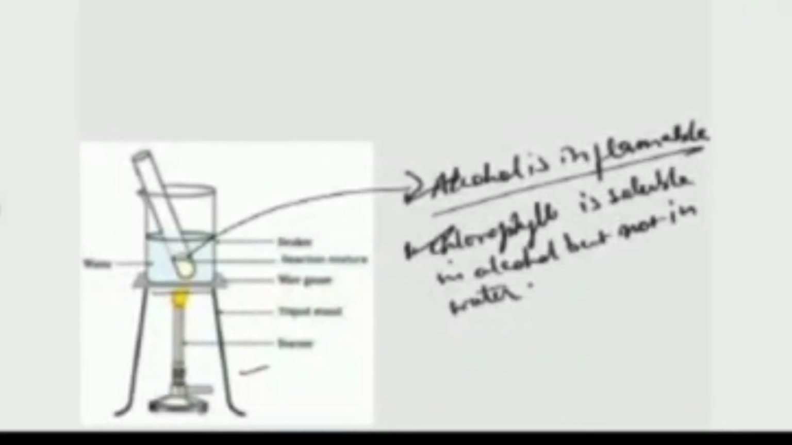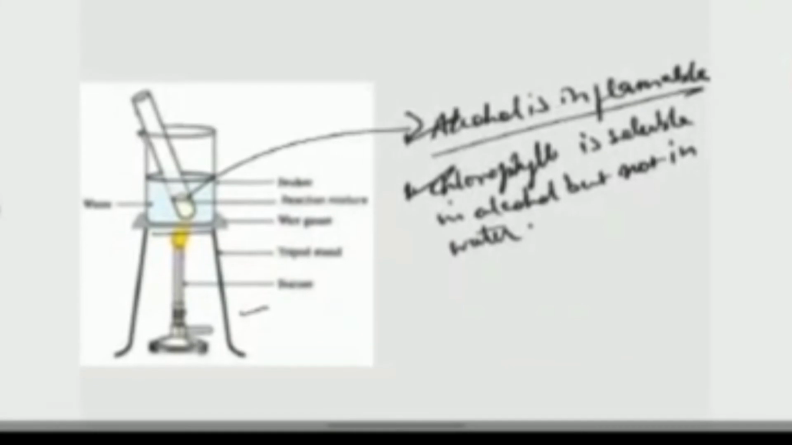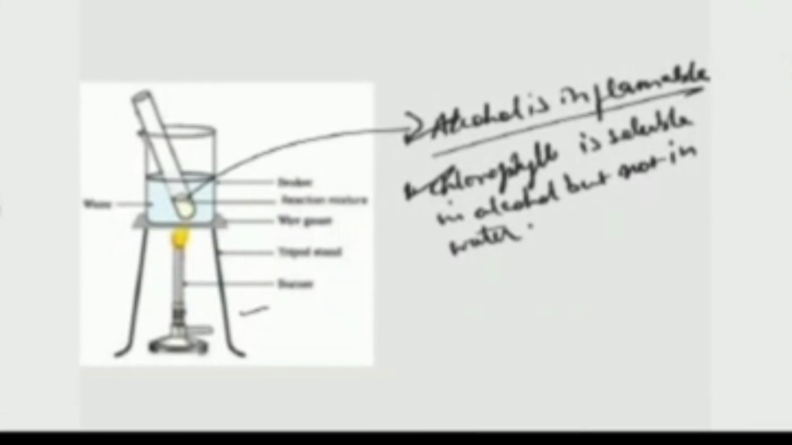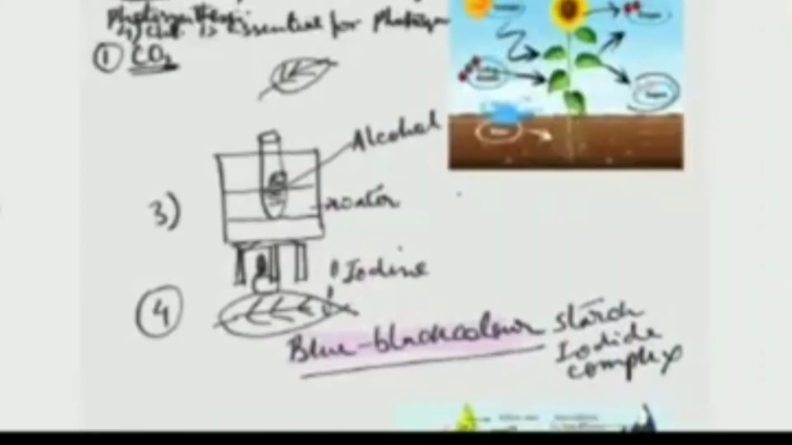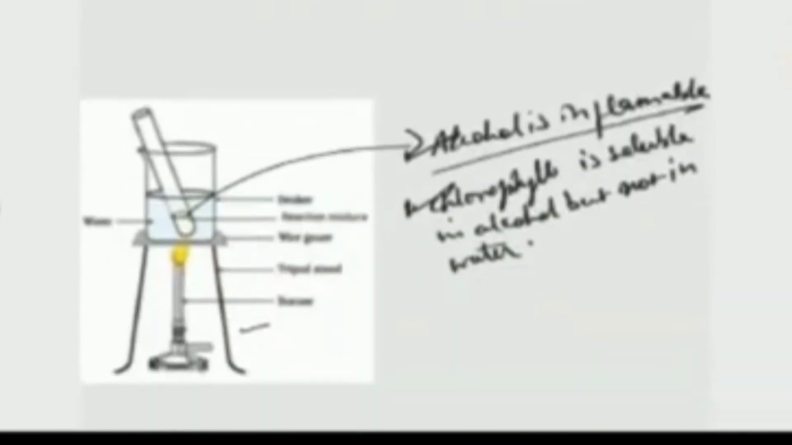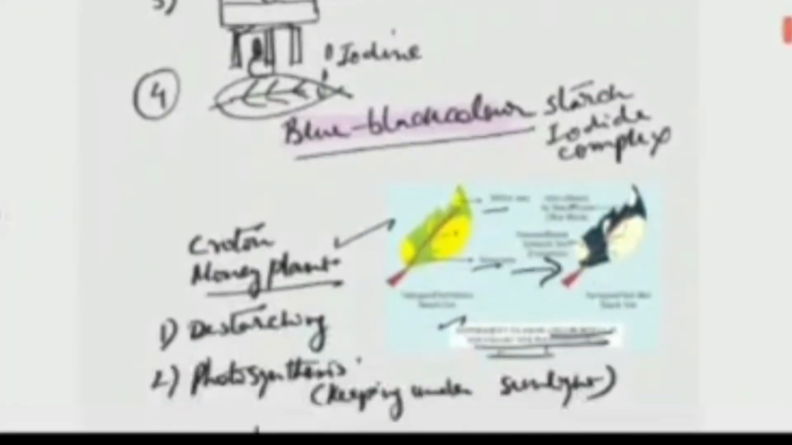Here you have to remember some points: alcohol is inflammable, so we use a water bath setup. You see why we are using the alcohol. Alcohol is inflammable, so we put it in the water bath. You see the water bath setup I have already drawn here. Alcohol is highly inflammable, so we have to set it up in the water bath. Secondly, the chlorophyll dissolves in alcohol, and it does not dissolve in water.